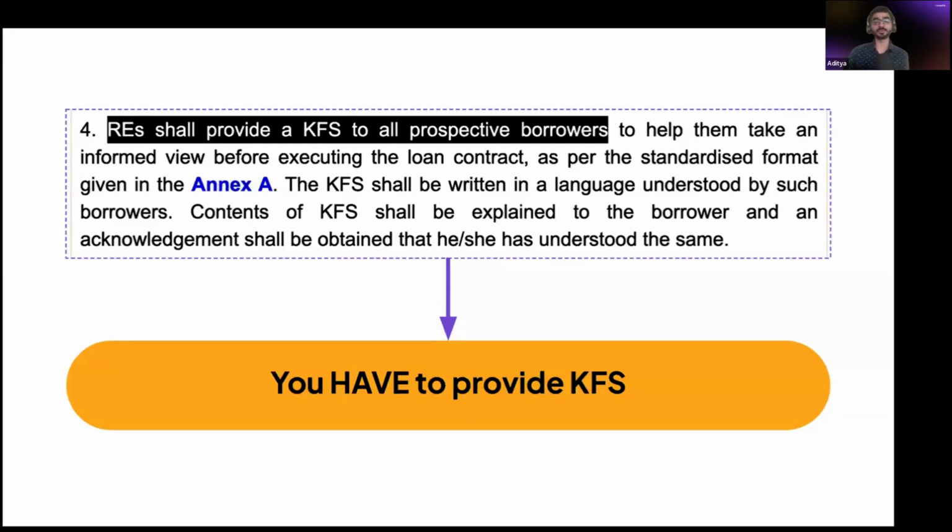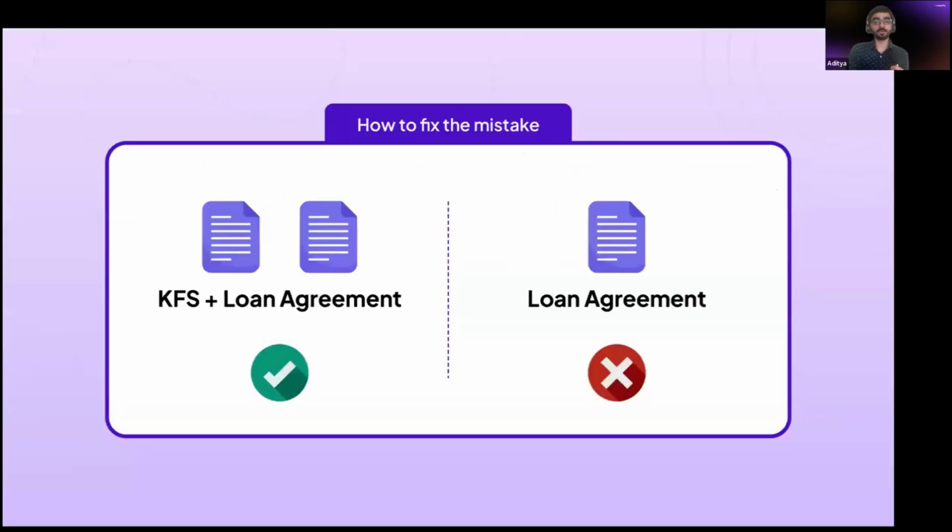Because the RBI KFS rules are crystal clear. You have to provide a KFS if your loan product falls under the KFS guidelines. So how do you ultimately fix the mistake? It's very simple. If your loan product is under the ambit of the KFS guidelines, then you have to provide a KFS and a loan kit. Just a loan kit during disbursal will not be enough.